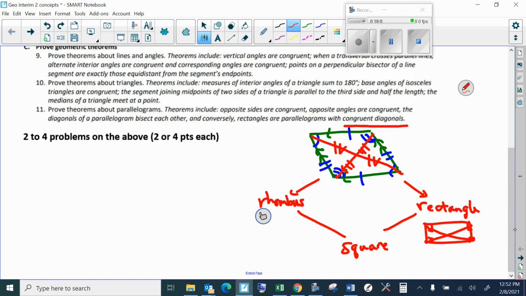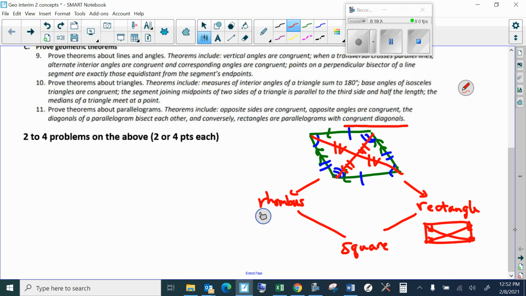Okay, remember the definition of a rhombus is a parallelogram with 4 congruent sides, and a square is a rhombus and a rectangle put together. So the rhombus part, a square has 4 congruent sides, and the rectangle part, 4 right angles. So a square has 4 right angles. Okay, so that's reviewing all of that right there.